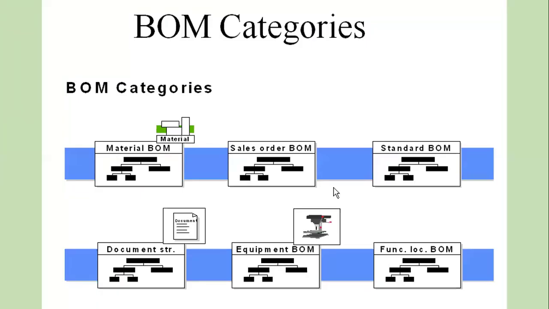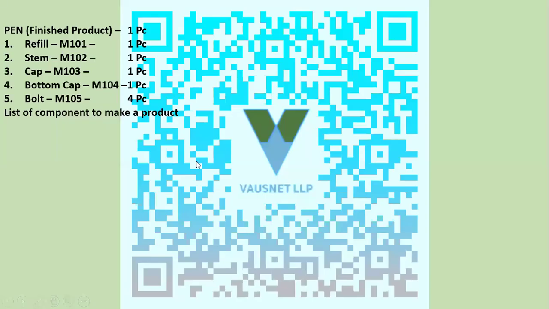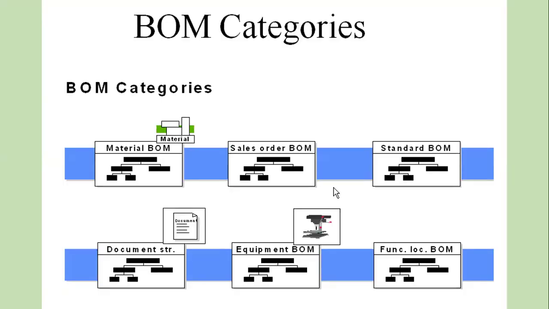So if we talk about bills of material, there are several categories. Material BOM, that we were just discussing right now, like this or this. Then we have a sales order BOM. Now the sales order BOM is basically needed when we are going to produce a certain amount of a certain product based on the sales order that has been placed by a customer. And this is usually done when your production is started based on the sales order.